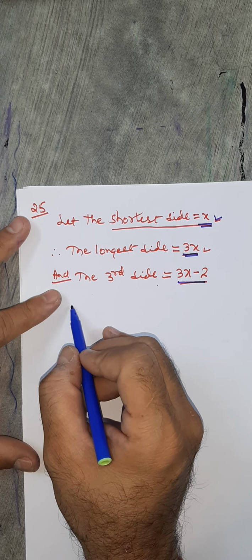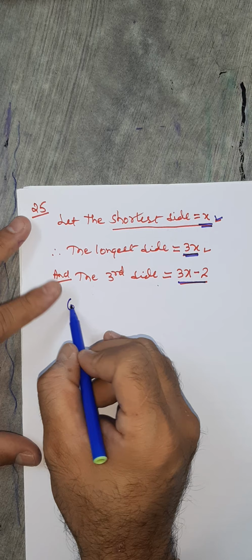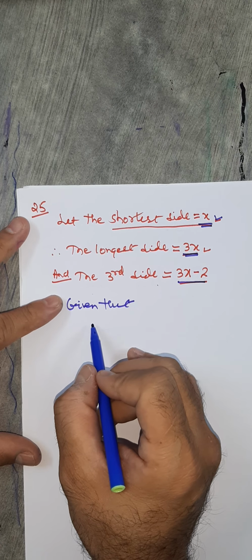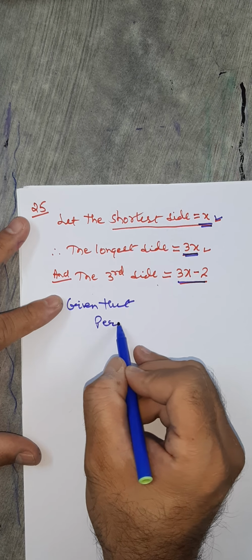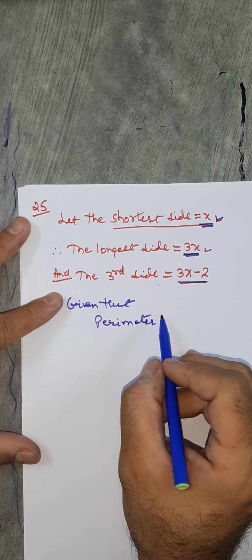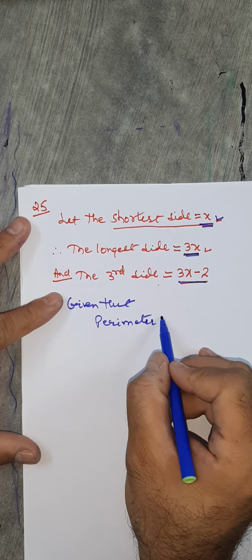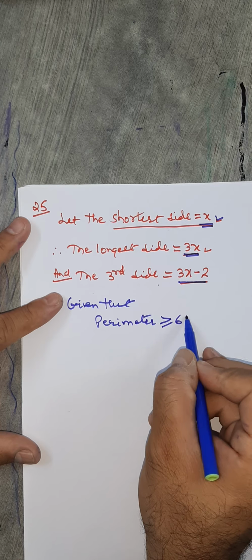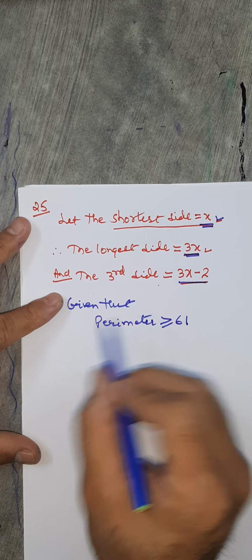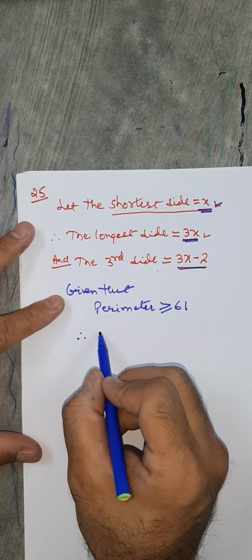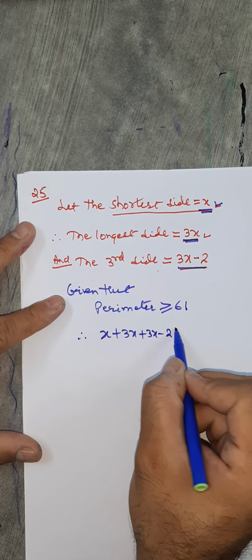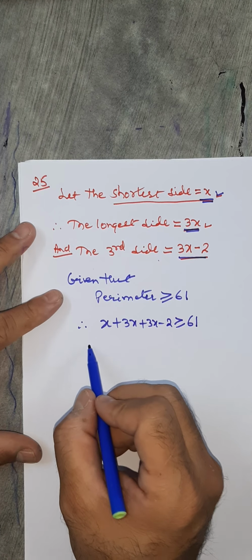Now you are given that, this is the inequality, given that the perimeter of the triangle, you know perimeter, sum of all the sides, should be at least 60. That means it should be 60 or more than 60. At least 60, that means its value should be 61 or greater. Now put in the value of the perimeter. Perimeter means sum of all the sides. So you have this is greater than or equal to 61.